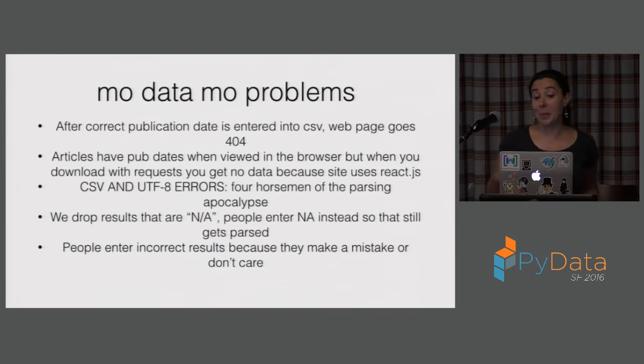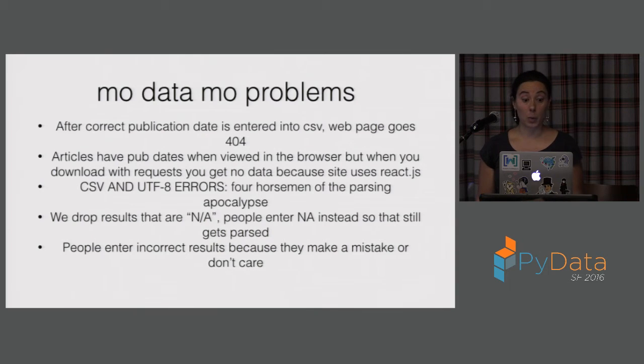So I quickly became very acquainted with the fact that it's really hard to get a whole bunch of data. It's just a ginormous pain. Here are examples of problems that I discovered. For example, someone would enter the correct publication date into the CSV, and then a week later, when I'm downloading this stuff and parsing it, the web page is gone, 404.